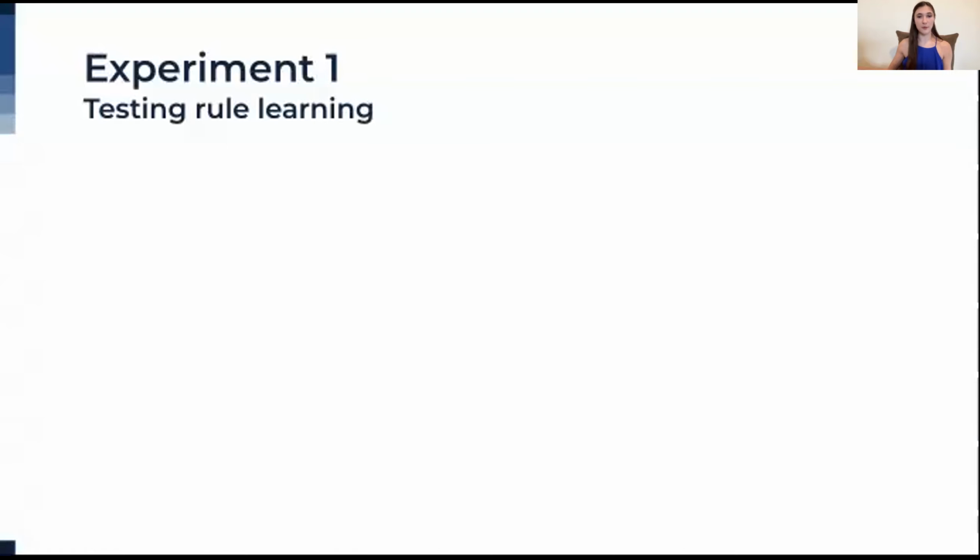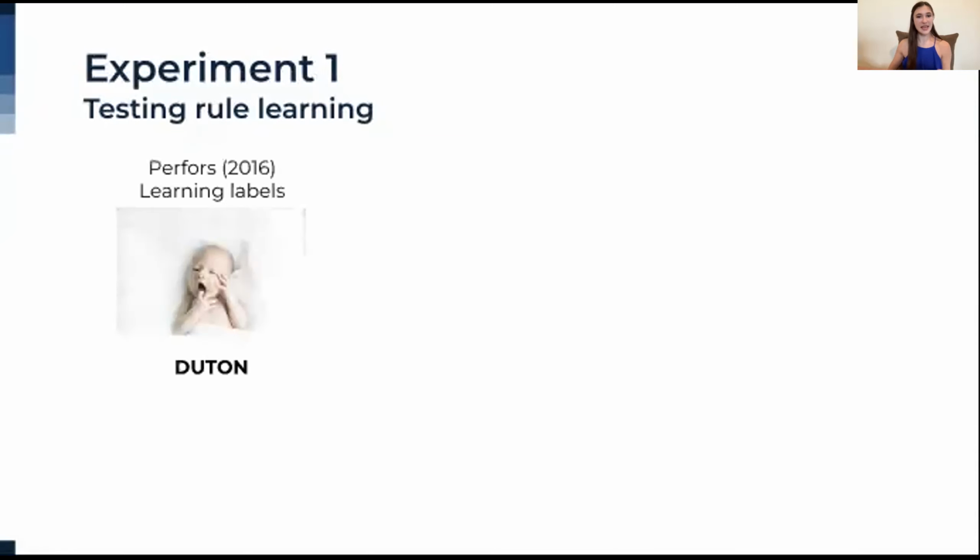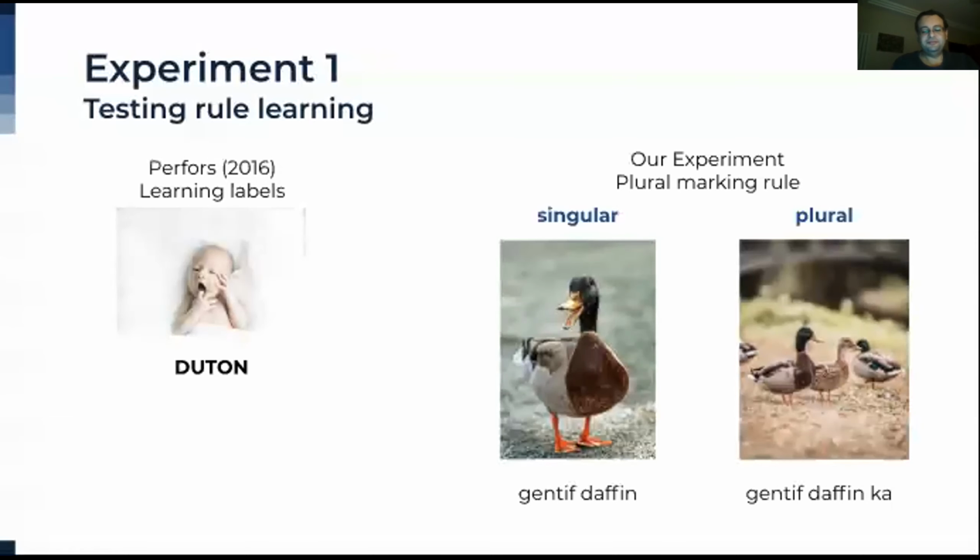In our first experiment, we wanted to ask whether the Perfors results would extend to more complex rule learning. So we started by replicating that study. Instead of learning labels in terms of stems and affixes, where the affixes were variable like Perfors did, our participants learned full sentences and a plural marking rule where the plural marker was variable. In the Perfors study, participants learned labels for 10 common objects. And in our study, participants learned a plural marking rule via six different farm animals and pictures of them.